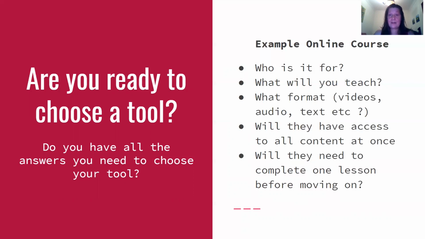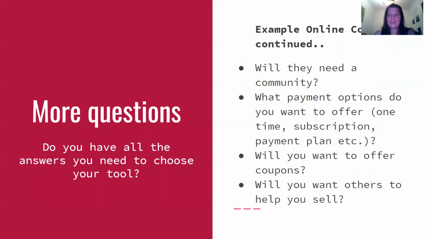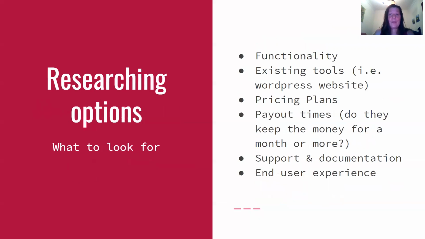And we're not finished, we're just getting started. So will there need to be an element of community? What kind of payment options do you need? Do you need to have coupons and whatever special offer kind of stuff? Do you want affiliates, other people to help you sell your courses? So all of these things you need to have at least an idea of in order to be able to judge whether a platform is right for you or not.